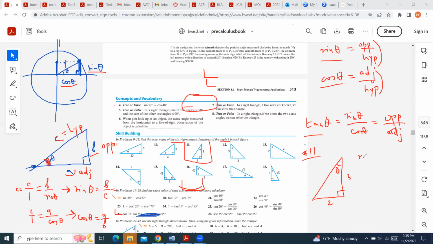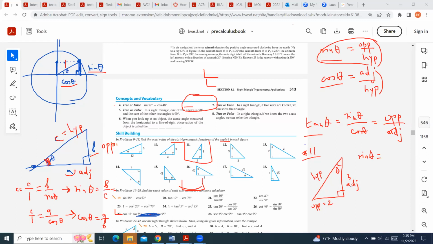Okay, so I need to know sine theta, which is opposite over hypotenuse. So I'm going to recall that the hypotenuse is here, and this is the opposite, right? And the third side we called the adjacent. All right, so adjacent is going to be 3, but the question is, what about the hypotenuse?